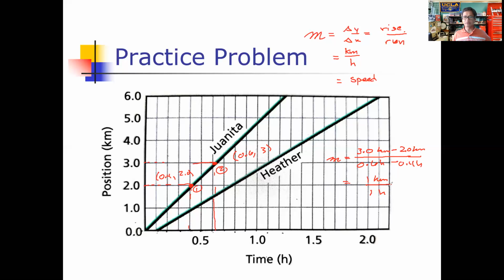So that means if we take a look at the slope, the speed at which Juanita is running is going to be at a rate of 1 kilometer per hour. So that is her speed.